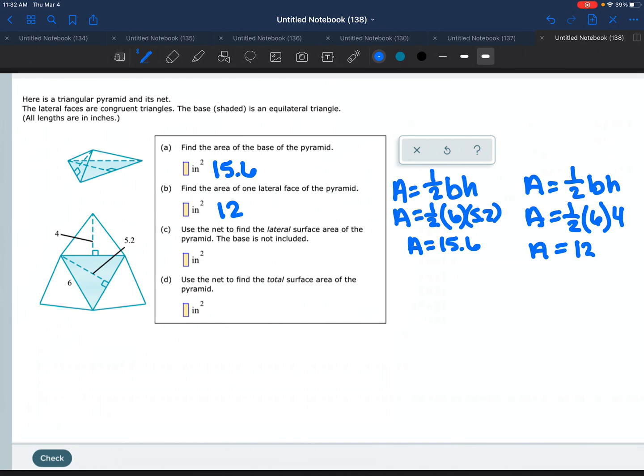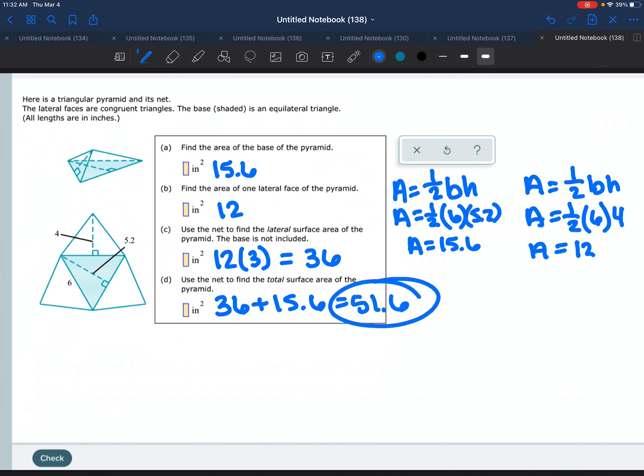How can I find for part C the area of all three lateral faces? 12 times 3, which is what? 36. Okay? My last step is pretty simple. It says find total surface area. What two numbers am I adding? 36 and 15.6 for a total of 51.6. Okay? How do we feel about those two types of problems? Good. Simple? Got it?